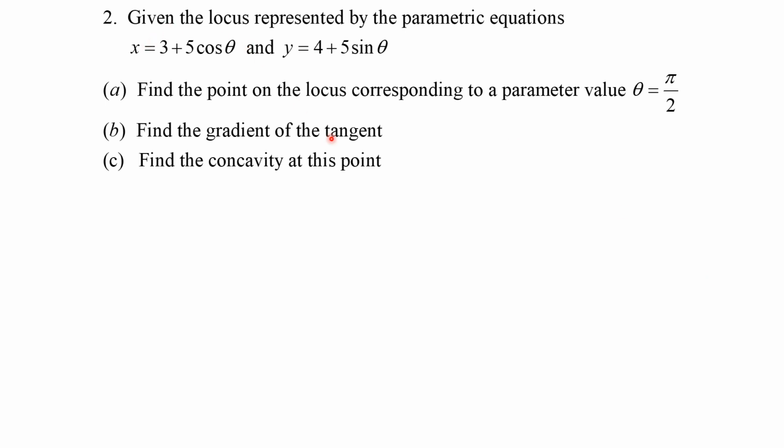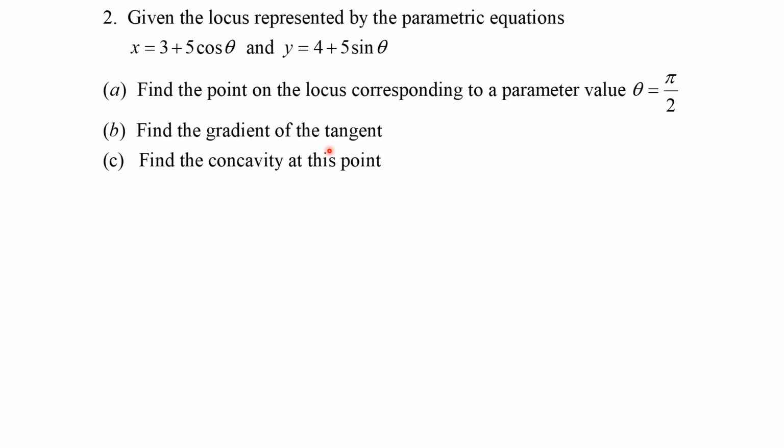If you're given a locus which is represented by parametric equations x and y, and you need to solve these three questions. First, find the point on the locus corresponding to the parameter value theta is pi over 2. This is as simple as substituting theta as pi over 2 to determine the value of x and y. And then when you need to find the gradient, it is simply f prime x or dy dx. So you need to apply the dy dx formula.